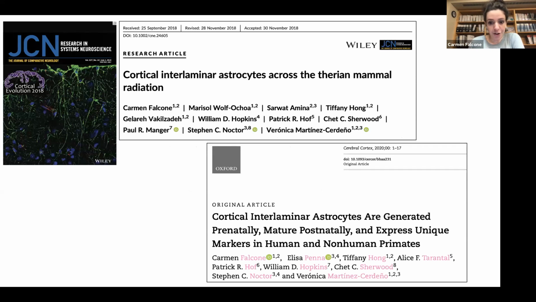And if you're interested in knowing more, these are the papers that we published in the past 3 years on these astrocytes. The first one is on the evolution of these astrocytes, and the second one, which was just published a few months ago, is on the development of these interlaminar astrocytes.